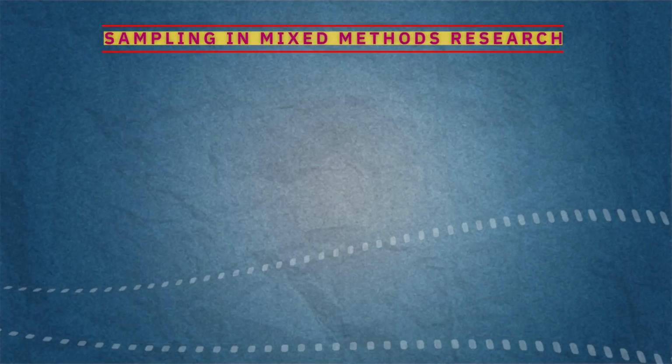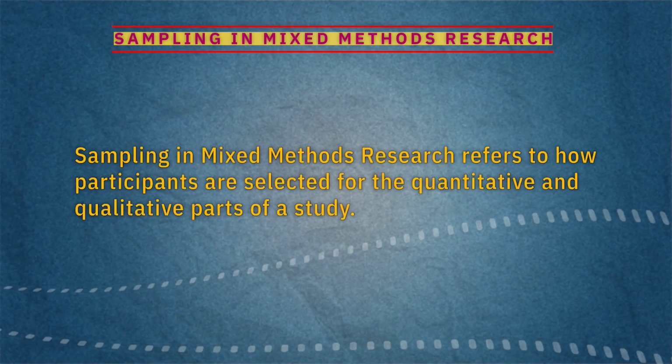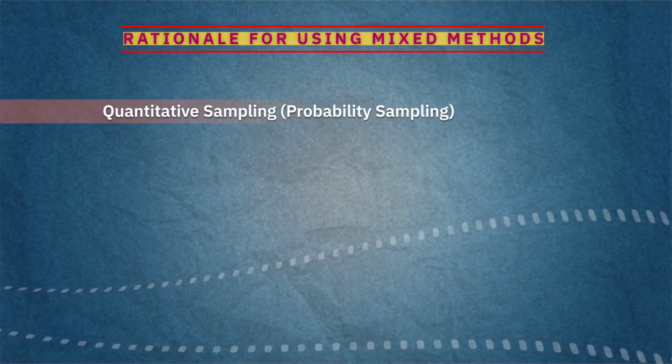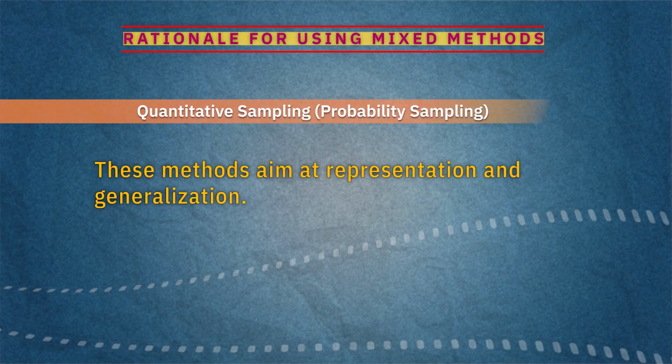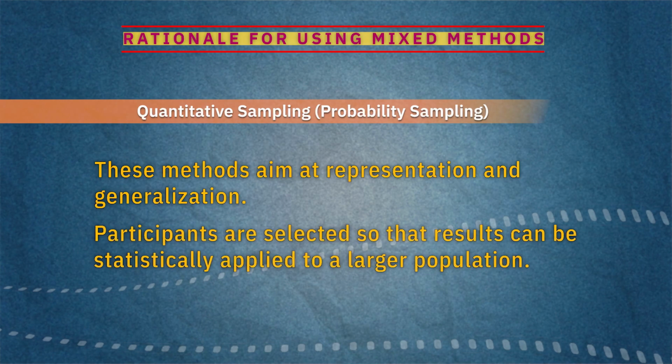Now let's talk about the sampling in mixed method research. The sampling in mixed method research refers to how participants are selected for the quantitative and qualitative phases of the study. Since both methods are used, we have different sampling approaches. The first could be quantitative sampling, which is also called probability sampling. This method aims at representation and generalization. The participants are selected so that the results can be statistically applied to a larger population.